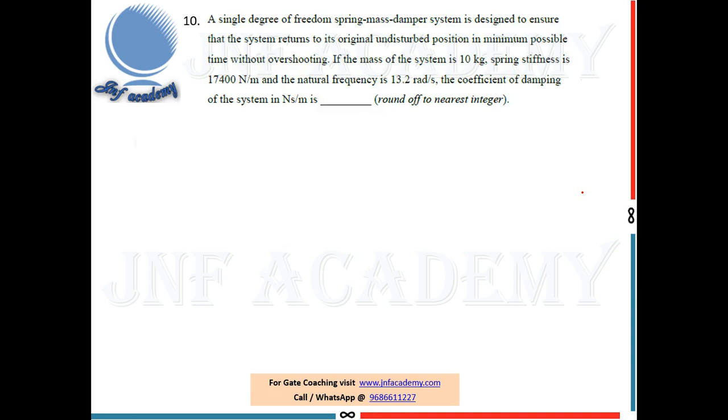A single degree of freedom spring mass damper system is designed to ensure that the system returns to its original undisturbed position in minimum possible time without overshooting. If the mass of the system is 10 kg, spring stiffness is 17400 Newton per meter, and the natural frequency is 13.2 radian per second, the coefficient of damping of the system in Newton second per meter is how much? So here they have given one spring mass damper system.